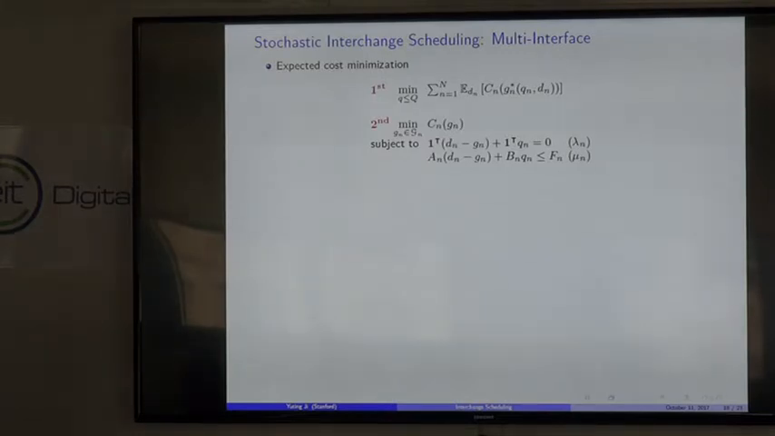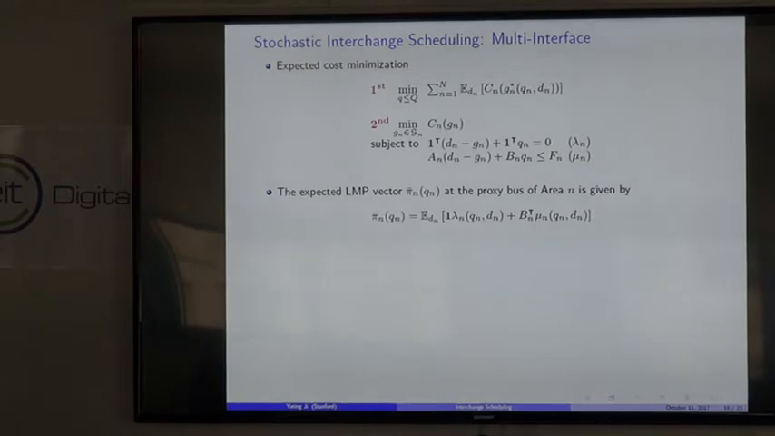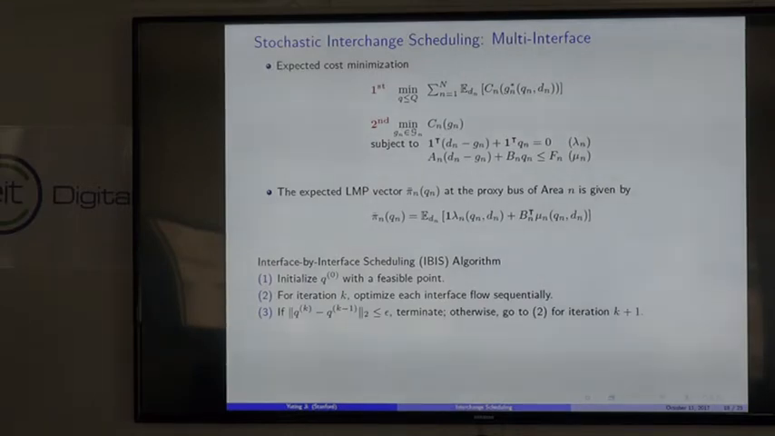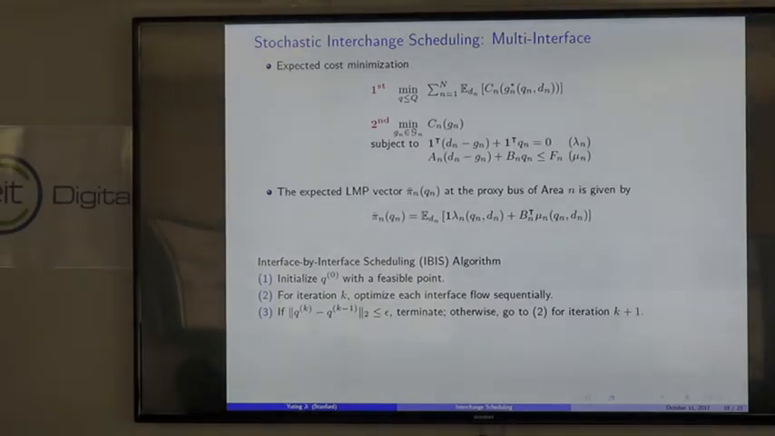Before we had two areas, now we can have multiple. And the price is no longer a scalar, but a vector. So to figure out the optimal interchange vector, we apply a coordinate descent algorithm. The idea is very easy. You want to optimize one interchange at a time by fixing the rest of them. Let's say you have a vector. You want to optimize the first element. You fix the rest of them, then you fix the first one, optimize the second one, and iteratively optimize each element of this vector until convergence.